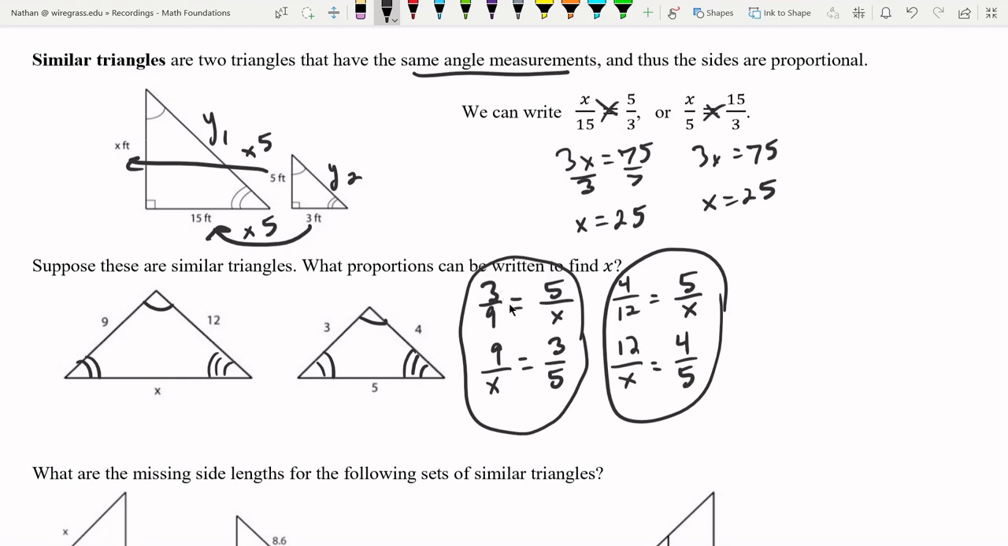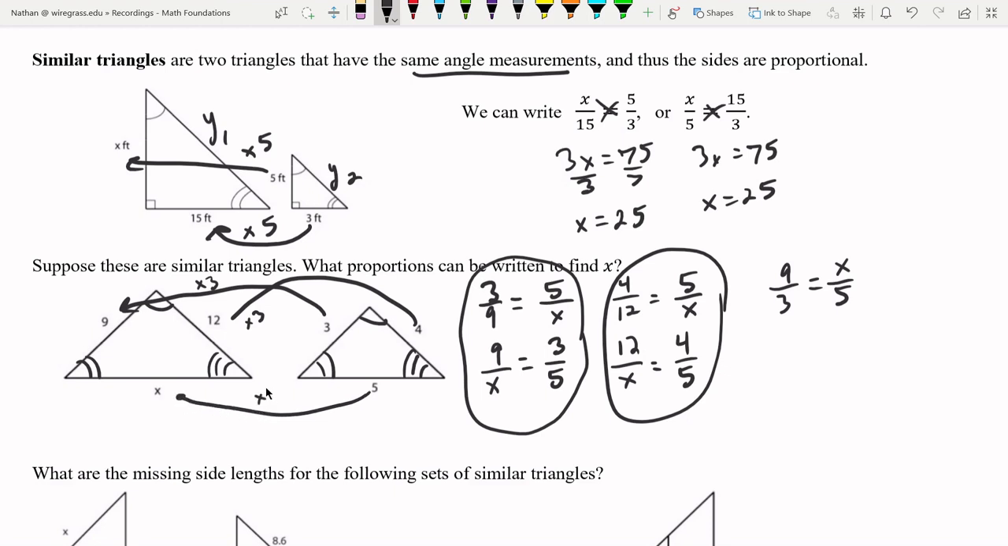And I can, of course, flip these if I wanted to. Those will also be valid proportions. So I could have 9 over 3 equals x over 5. There's so many proportions that you can get from this. In this case, the whole thing we're doing here is 3 times 3, 4 times 3, so 5 times 3. It's going to be 15 is what x equals. And no matter what proportion you solve, as long as you set up correctly, you will get the solution x equals 15.